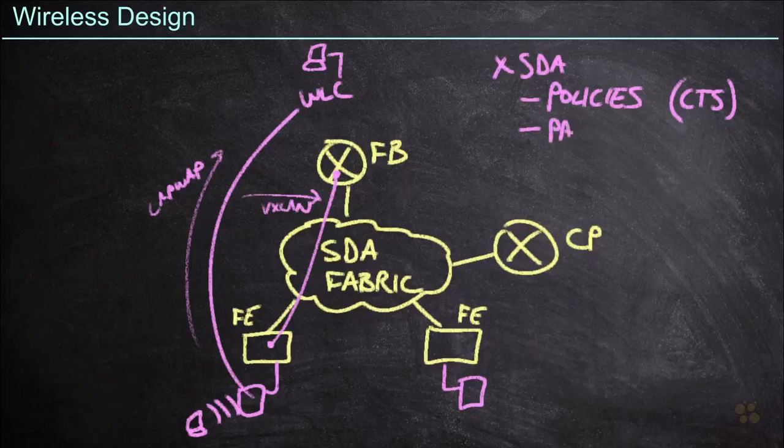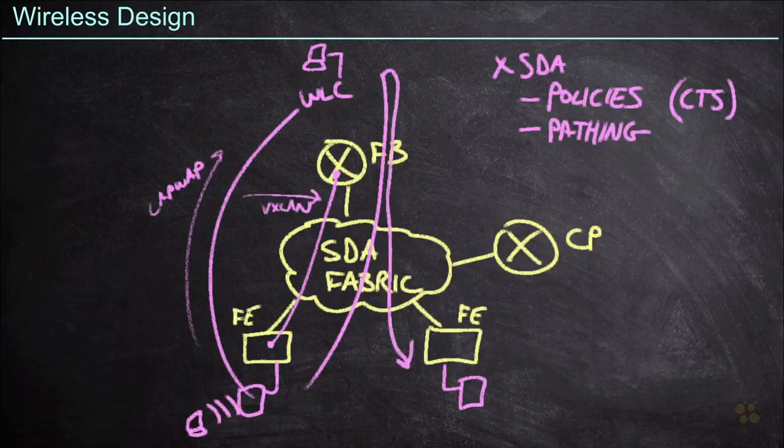Second of all, we'd have to worry about our pathing. If we were to communicate between SDA and non-SDA worlds, we'd have to send all the way up to the wireless LAN controller, get looped around, and come all the way back into the SDA fabric. Even though there's not a lot of what we call east-west traffic in our campus environments, we would still have to account for this in any application that takes advantage of communications directly between clients at the edge.